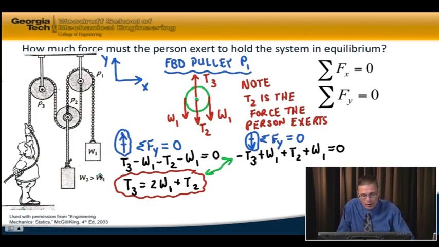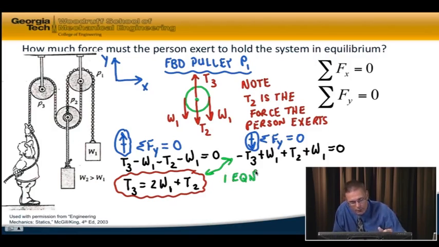Okay, so the equation that results, though, we have a problem here because how many equations do we have? Well, we have one equation. And let's count the number of unknowns. We would know W1, the weight given in the problem. But we don't know tension T2, which is what we want to find. That's the force the person exerts. And we don't know tension T3. So we have one equation, two unknowns. And so we have an unhappy face.